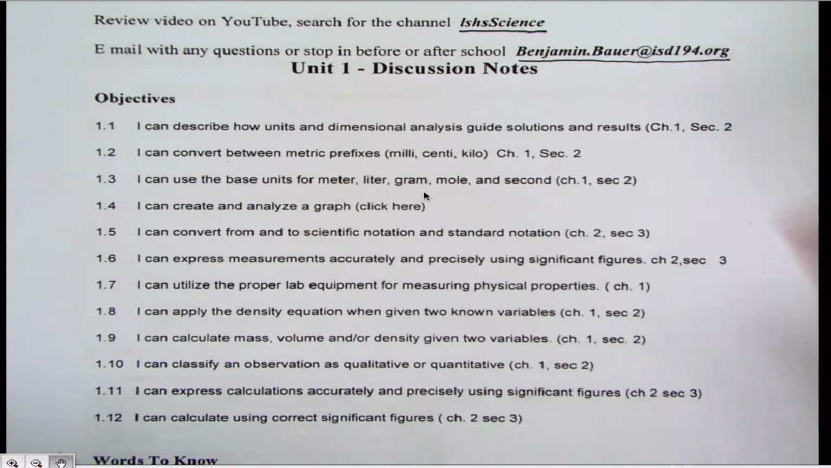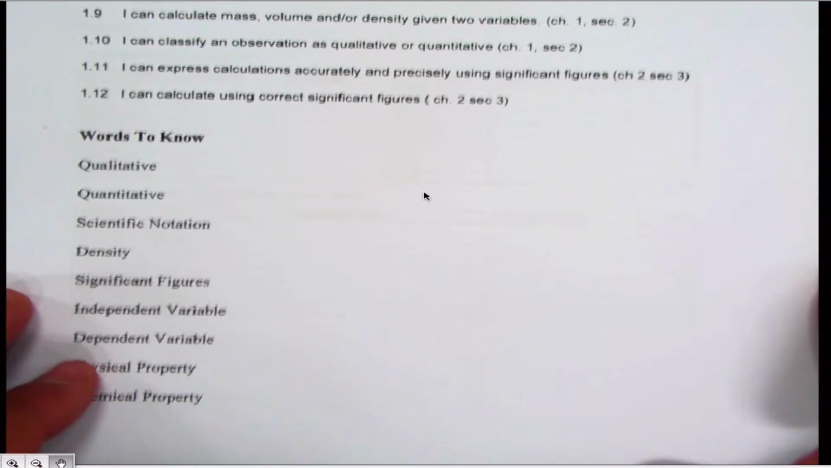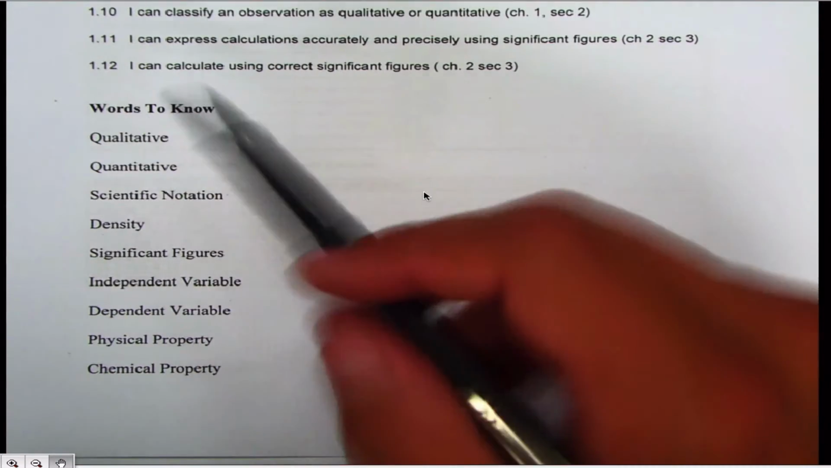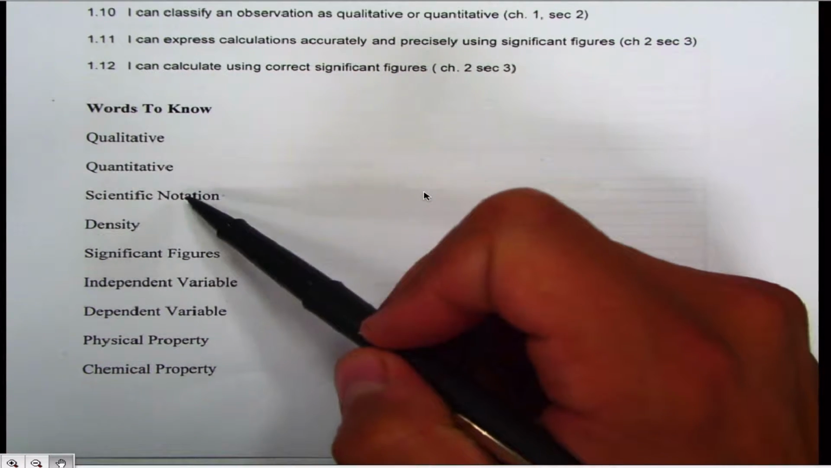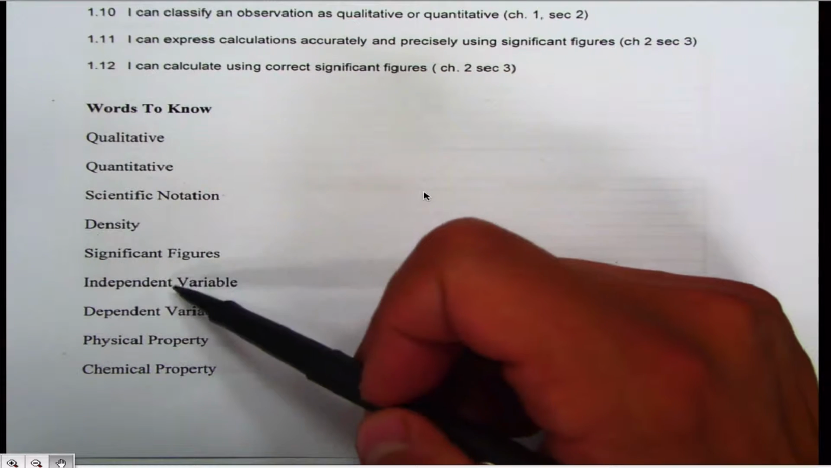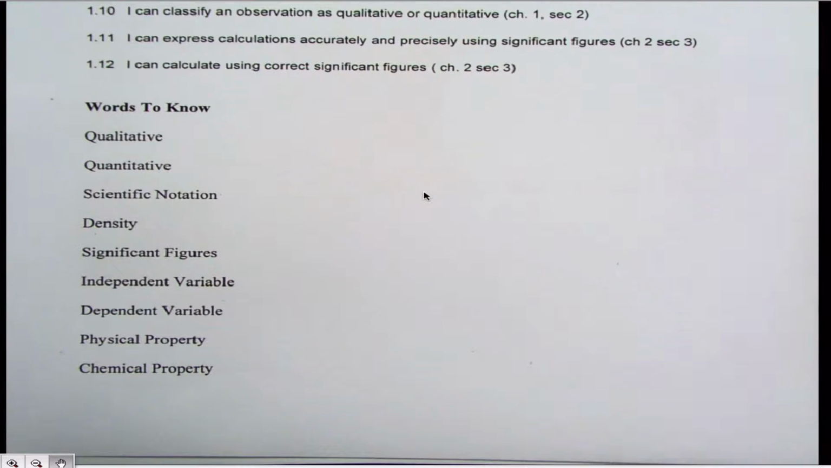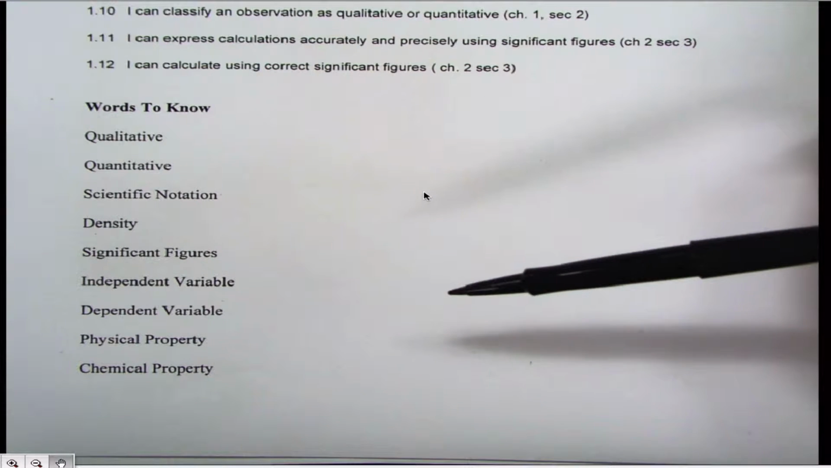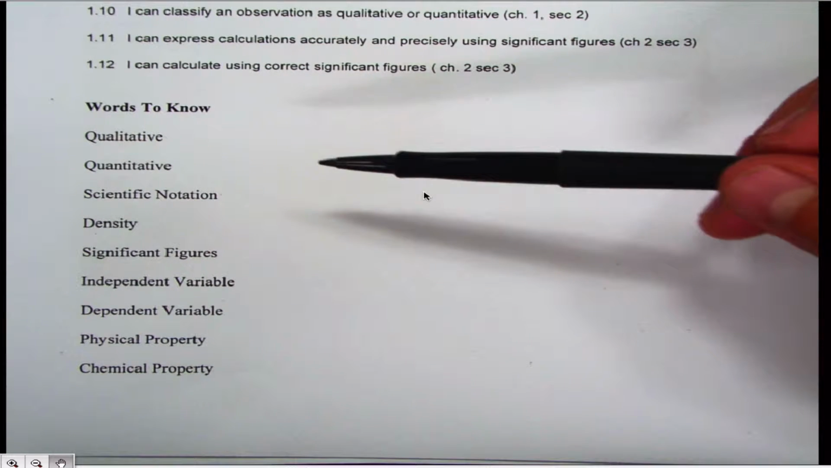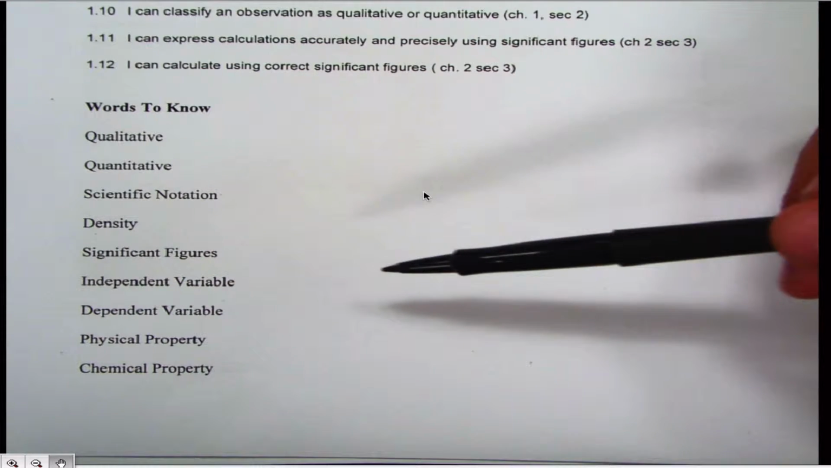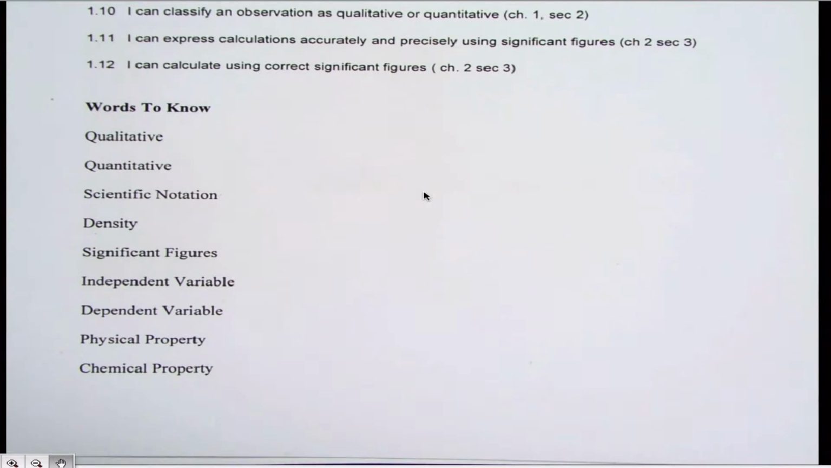So there's your objectives. Some important words you're going to need to know right here: qualitative, quantitative, scientific notation, density, significant figures, independent and dependent variables, physical and chemical properties. These aren't all the words we're going to know, but these are a lot of them that will be helpful to you. So let's talk about these words. Let's get some definitions down.